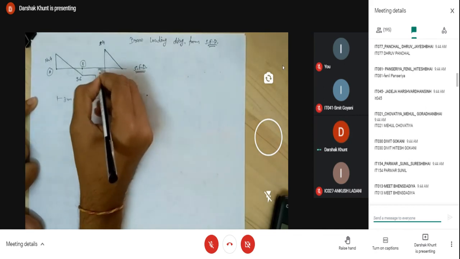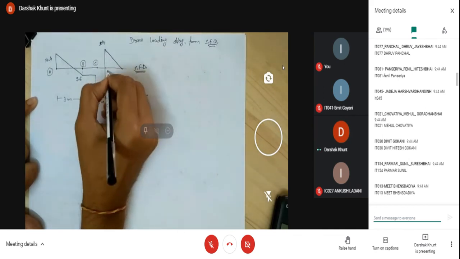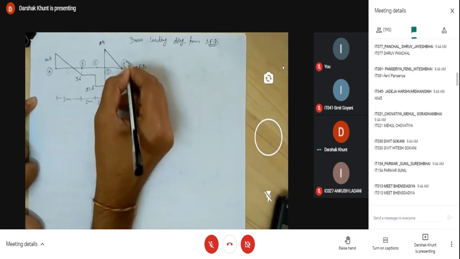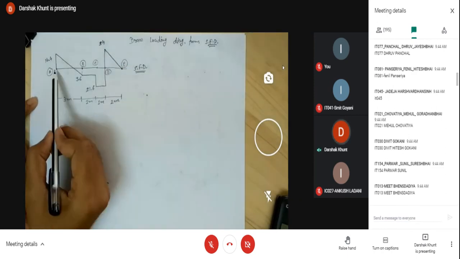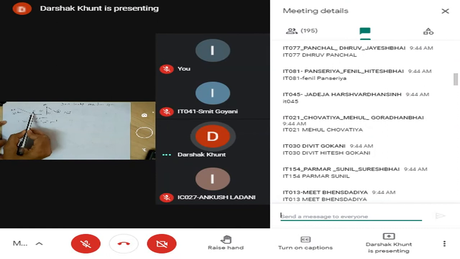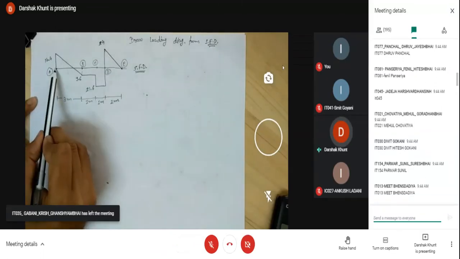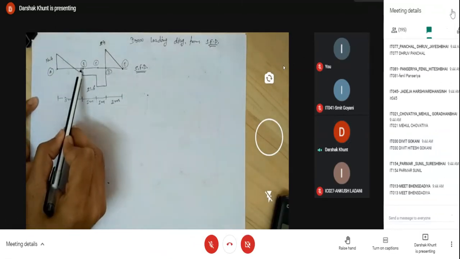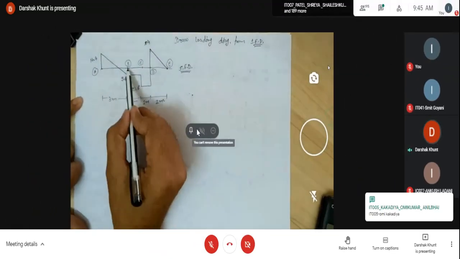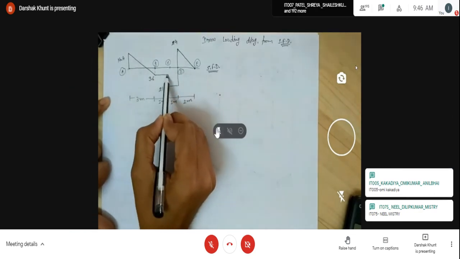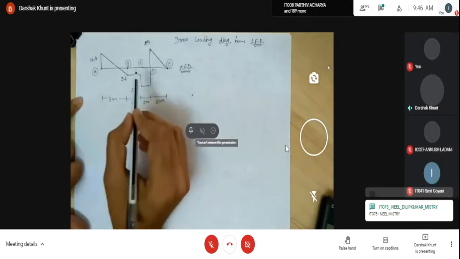B, C, D, E. Okay. So if you see the diagram between point A and B, so here variation is linear. That means you can say that the loading between point A and B is uniformly distributed load. Okay. In between B and C point, diagram is constant, means no any loading.